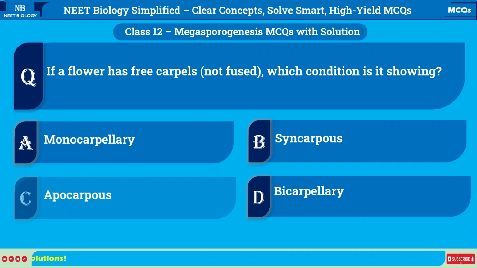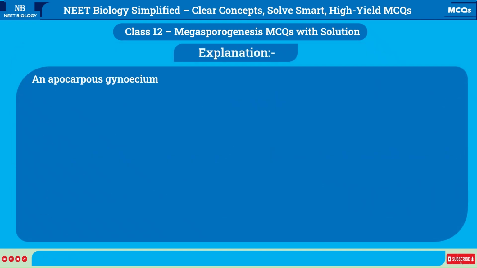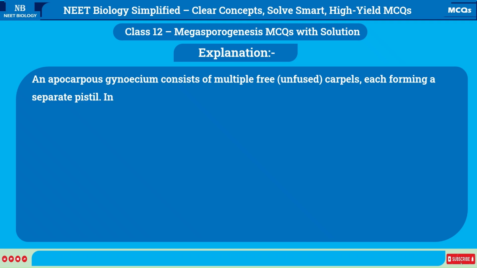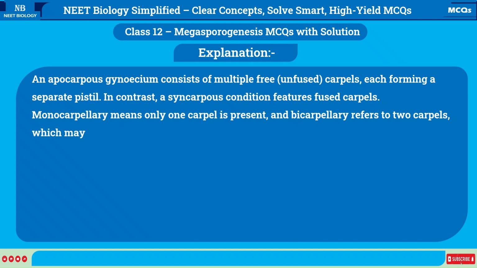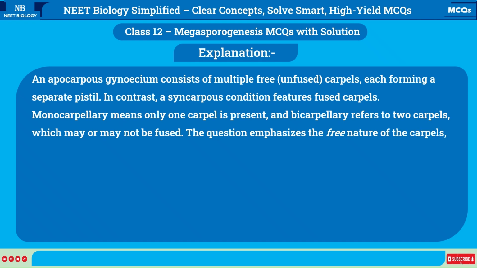Correct answer is C. Apocarpous. Explanation: an apocarpous gynoecium consists of multiple free, unfused carpels, each forming a separate pistil. In contrast, a syncarpous condition features fused carpels. Monocarpellary means only one carpel is present, and bicarpellary refers to two carpels, which may or may not be fused. The question emphasizes the free nature of the carpels, making apocarpous the correct term.